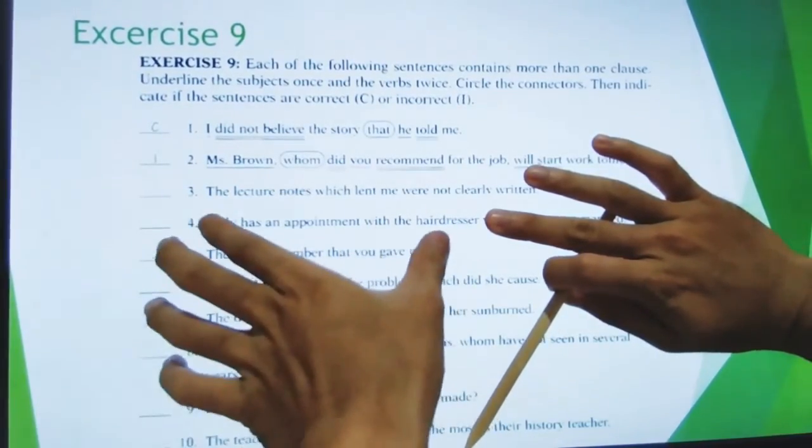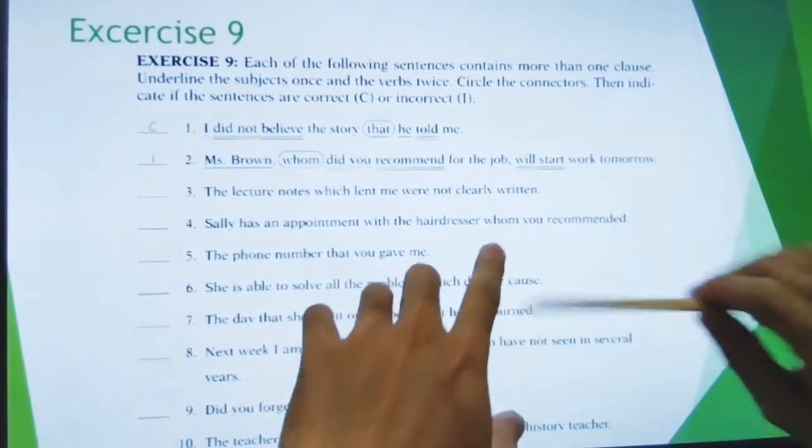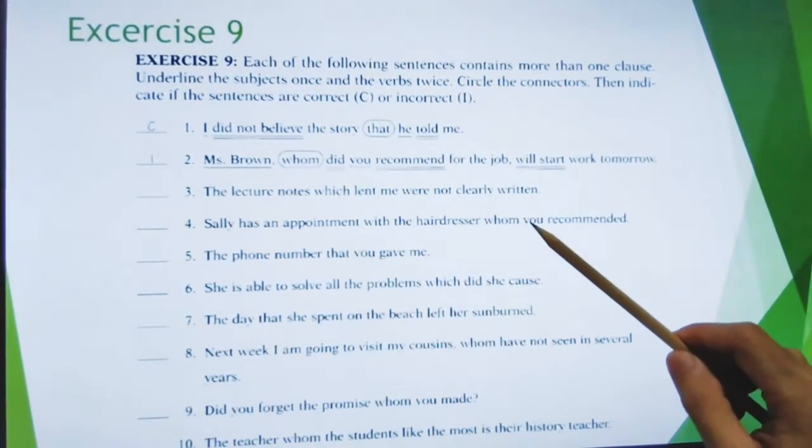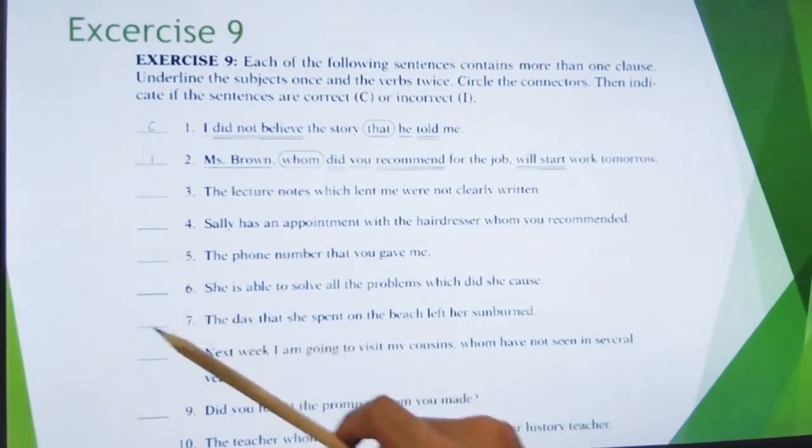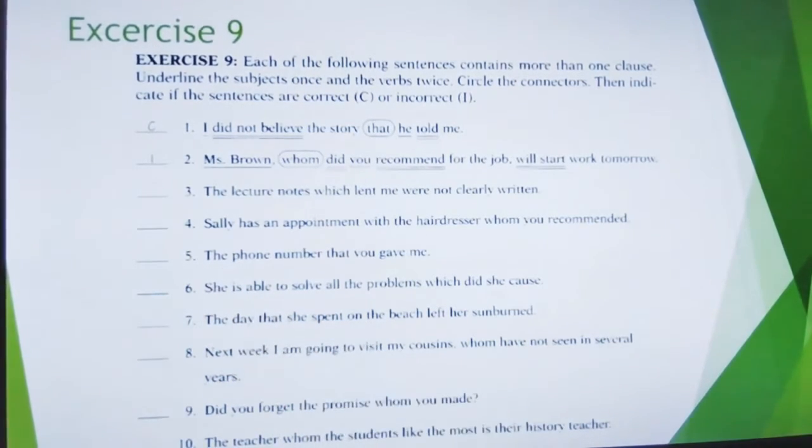Okay, sentence still correct, but what about this? Is it correct? After whom, so we have subject, dependent subject, and dependent verb. Okay, good, correct. So number 5.